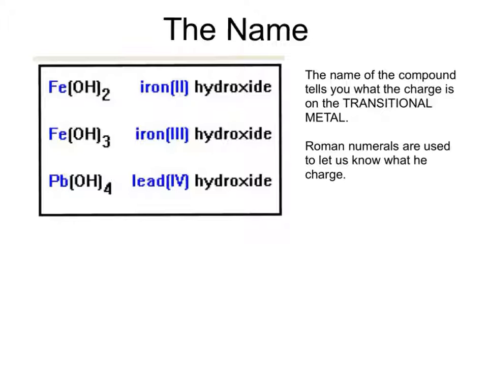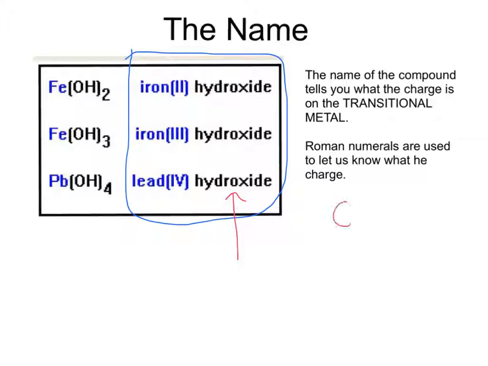Now, if we look at the name, the names here are going to show us what we're combined with. So as you can see here, these are all combined with hydroxide, and we know that hydroxide has a -1 charge. But the most important part that I want you to look at is that these Roman numerals that sit right behind the name of the metal, these are the things that tell us what the charge is on the iron. Now here's the mistake most students make.